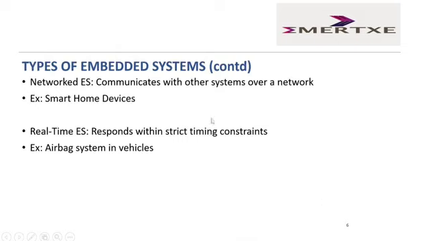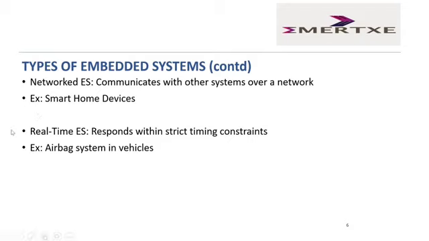And for types of embedded systems, we have networked embedded systems, which communicate with other systems over a network. For example, smart home devices. And real-time embedded systems respond within strict timing constraints. For example, the airbag system in vehicles. These are the examples for the types of embedded systems: networked embedded systems and real-time embedded systems.